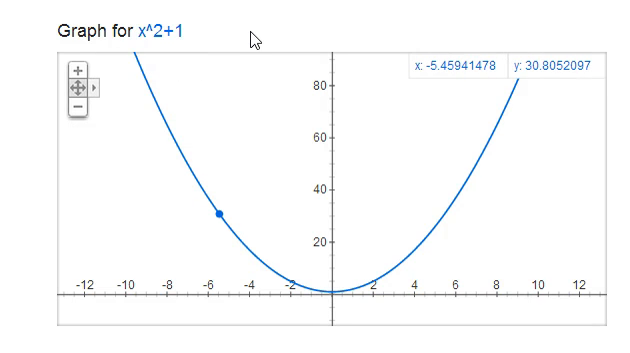Alright, in this section we're going to be talking about concavity and points of inflection. So we're still analyzing the graphs of these functions. This particular one is x squared plus 1. So this is the graph of x squared plus 1. And we talked about earlier how to find the minimum on the graph, and that would be about right here.